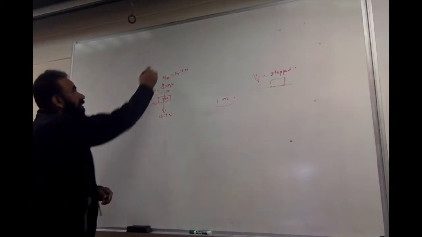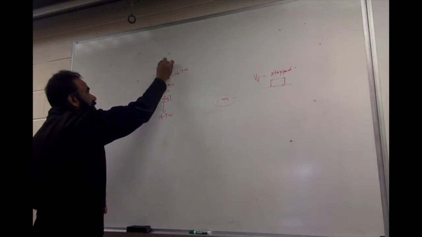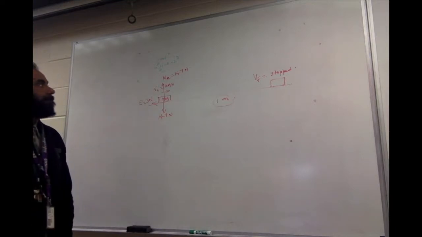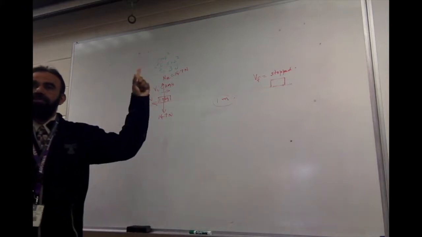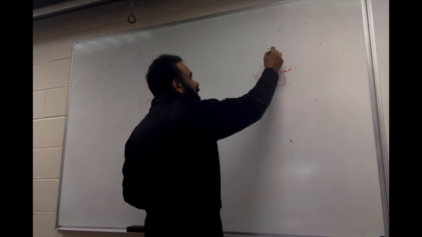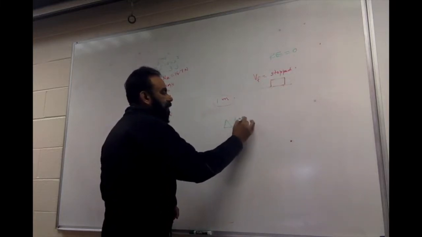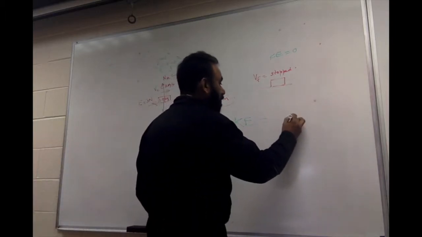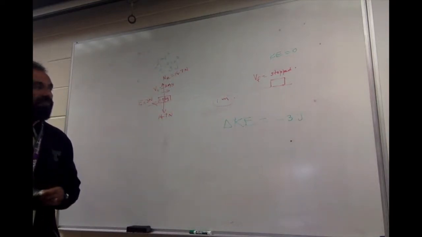Oh, 2. The kinetic energy here is half mv squared, which is what? Half times 1.5 times 2 squared. How much is that? 3 joules. 3 joules is the kinetic energy. What's the kinetic energy here? 0. So what's the change in kinetic energy? Be careful. Negative 3 joules. The change in kinetic energy is negative 3 joules.